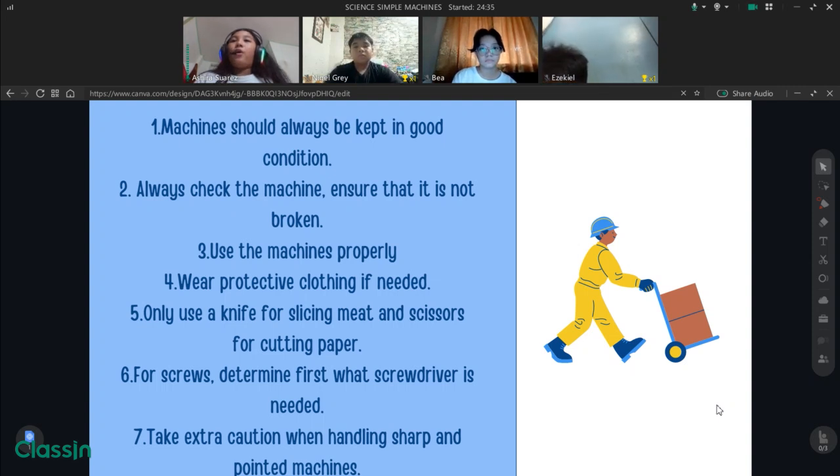Number 5. Only use a knife for slicing meat and scissors for cutting paper. Number 6. For screws, determine first what screwdriver is needed. Number 7. Take extra caution when handling sharp and pointed machines.